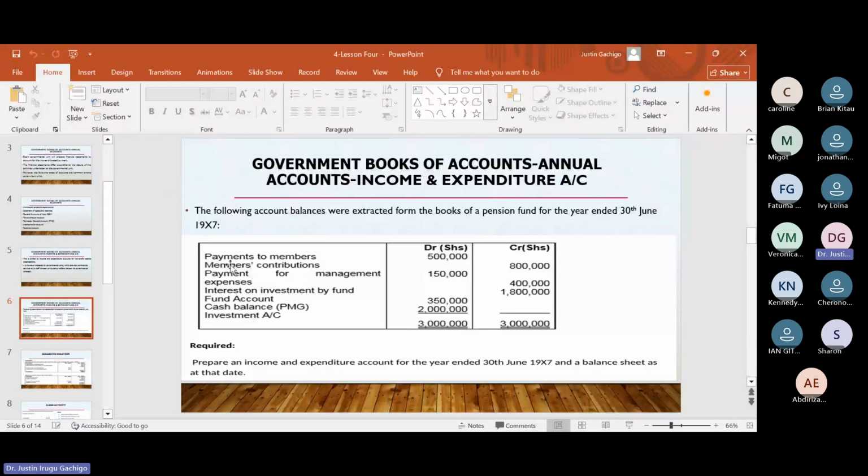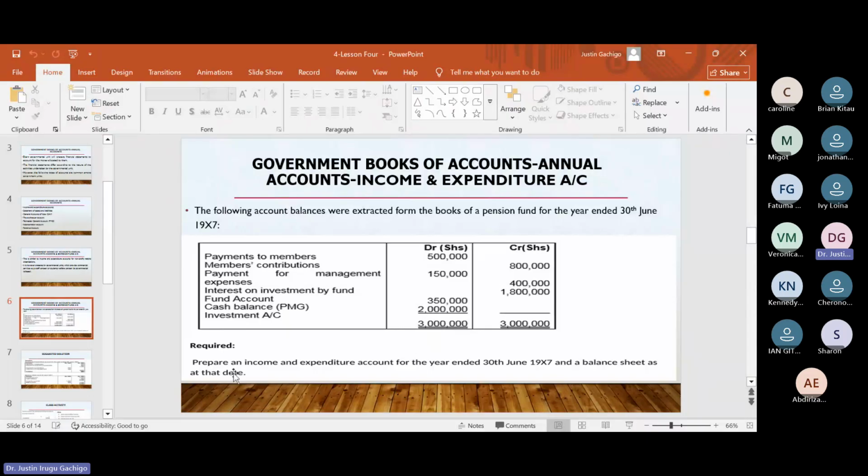For example, if you hear payment to the members, you ask yourself, is this an income or an expense? Definitely this is an expense. Then the other one is member contribution. Member contribution is an income because the members are contributing, so the pension fund gets some income. Payment for management expenses, that's an expense. Interest on investment by the fund, that's an income. Fund account, this is the fund account balance. Then we have cash balances from the paymaster general, 2 million, and then the amount balances.